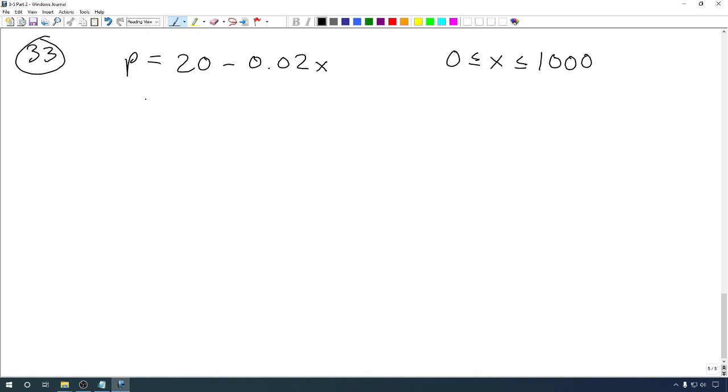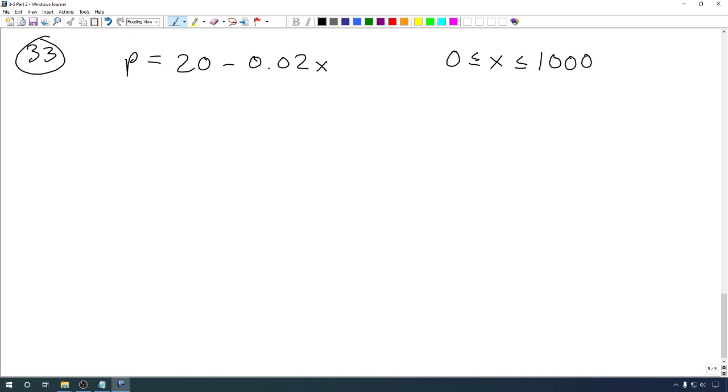Basically, this particular situation can be elastic and inelastic at different values of P and x. It is not dependent on the whole thing being always elastic or always inelastic. And we're going to determine where it is one or the other by determining where it has unit elasticity. So we're going to start by just finding the elasticity of demand for this particular case.